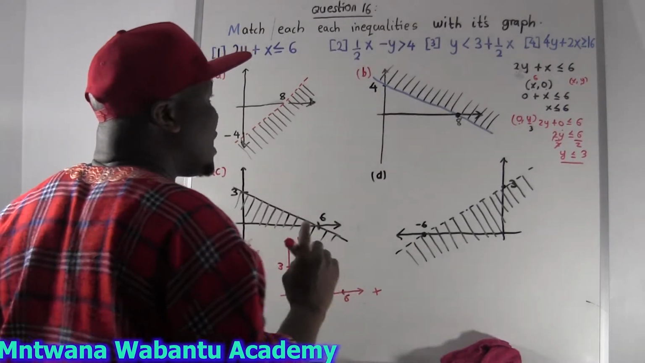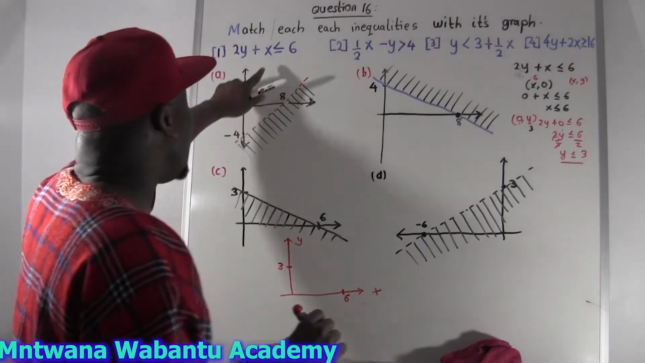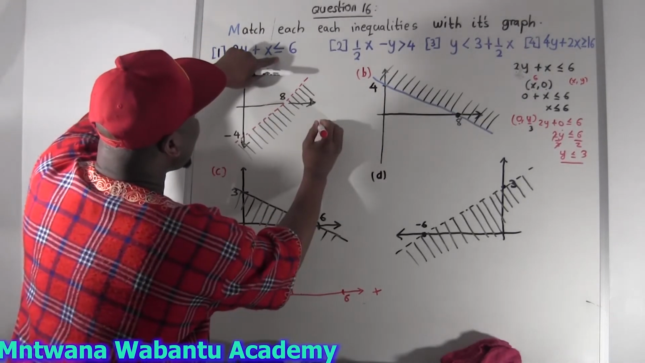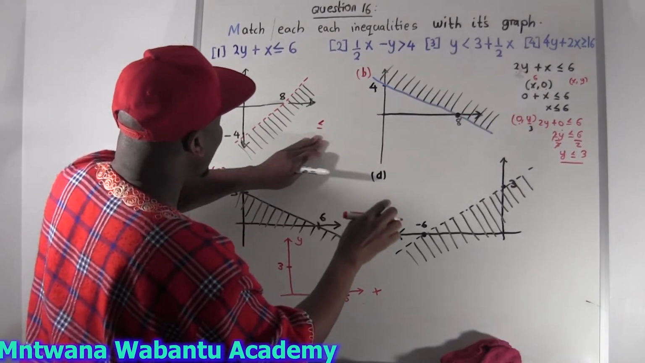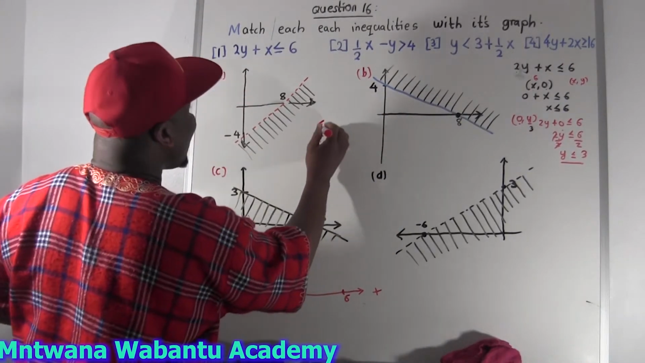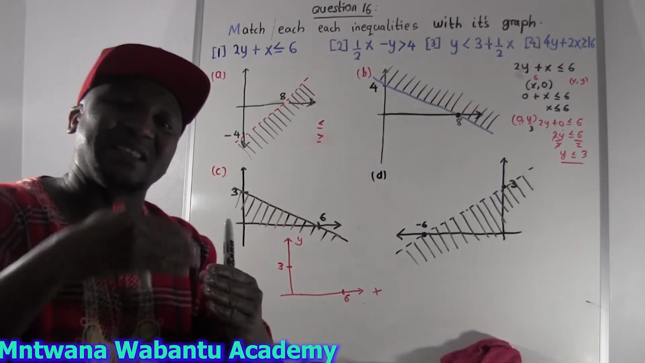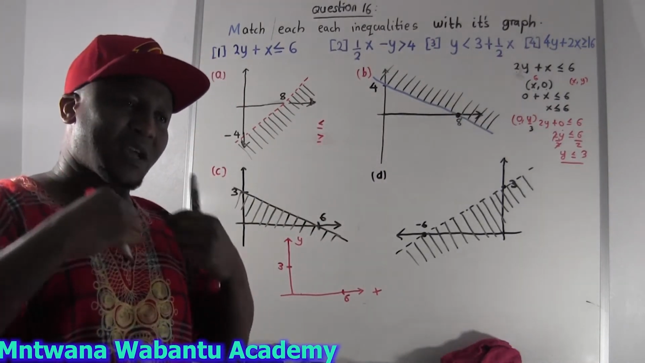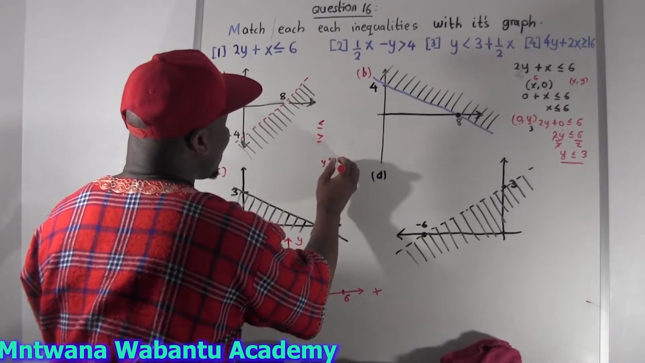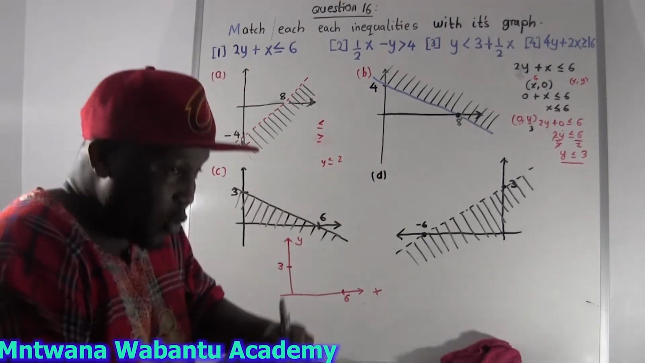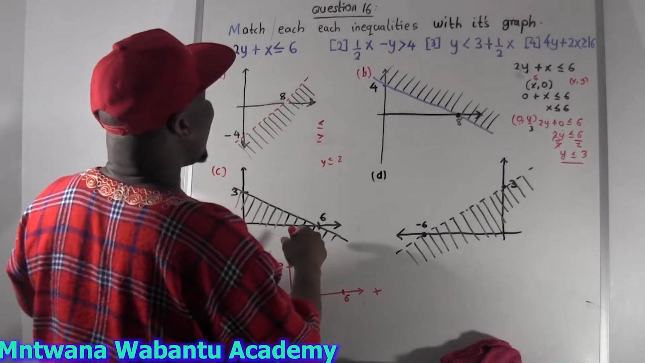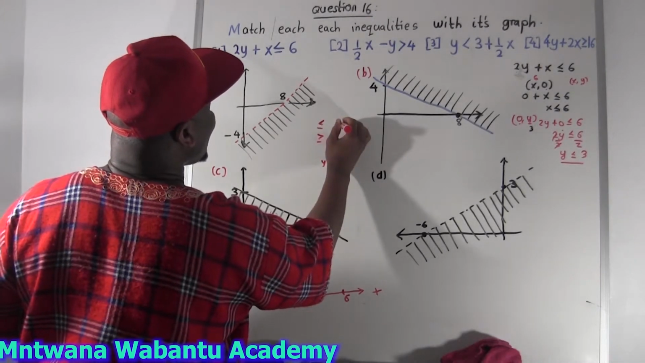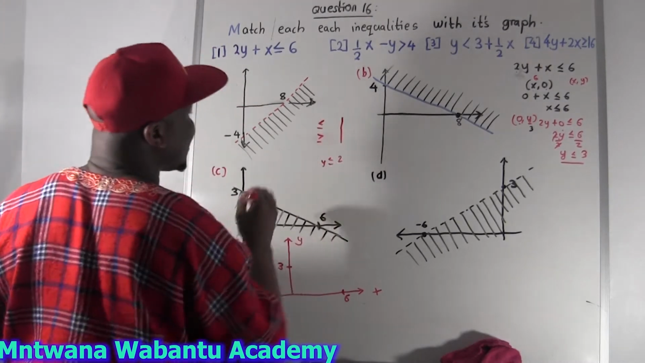Now you have to pay attention to this. If there's the double sign, meaning including, this is including, either greater or less, but it means the value is included. For example, if you say y is less or equal to 2, it means y starts at 2 or is less than 2. So for this case, whenever we have this sign, you must put a solid line.